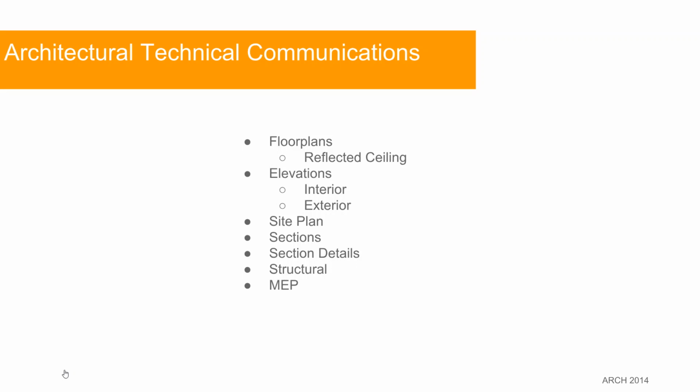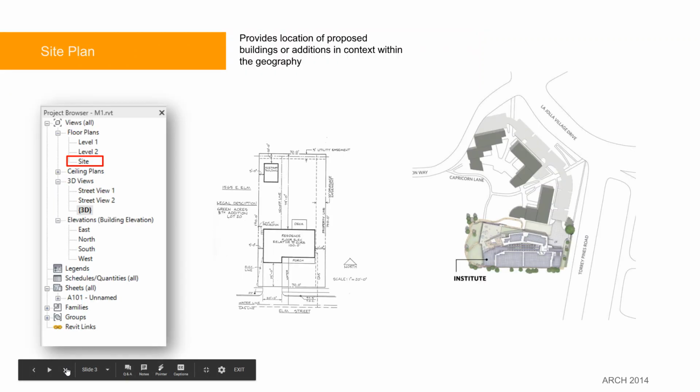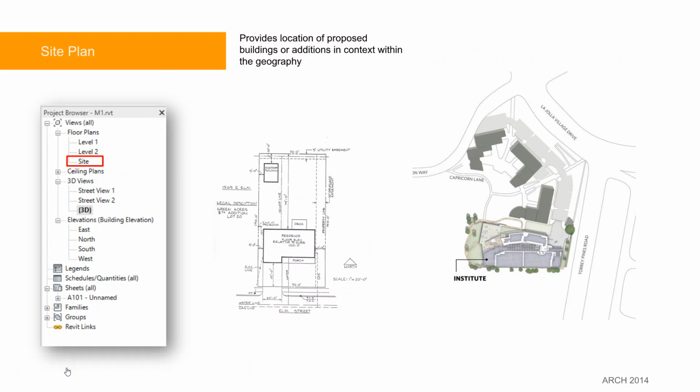Something most people wouldn't be familiar with, MEP, mechanical, electrical, plumbing drawings, indicating the heating, ventilation systems, lavatories, electrical service within the building plan. So our first examination would be the site. This is really the bigger view of our project.